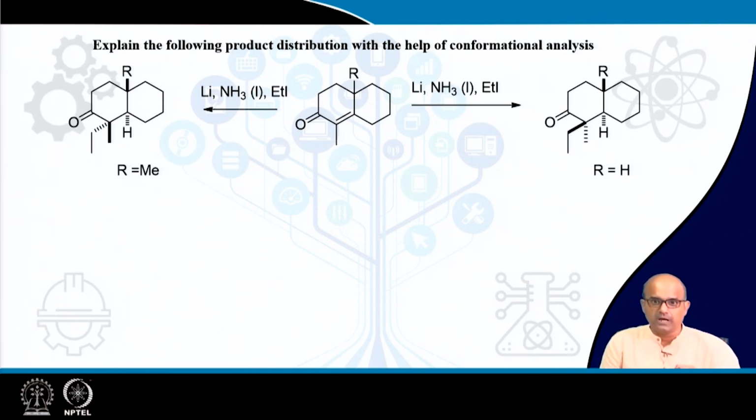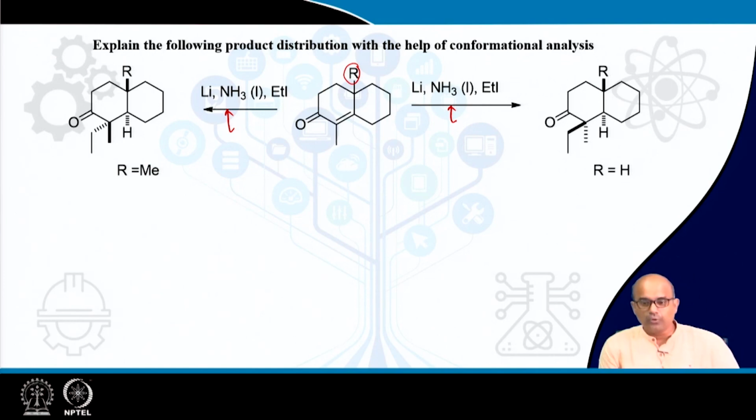These two examples are specific examples of enolate generation by Birch conditions like lithium ammonia, as we said, and in both cases we will have ethyl iodide as the electrophile. The interesting point to note is that in one case the angular group is a hydrogen and in the other case the angular group is methyl. So there must be something playing here.